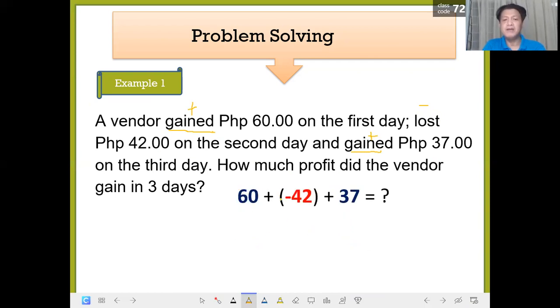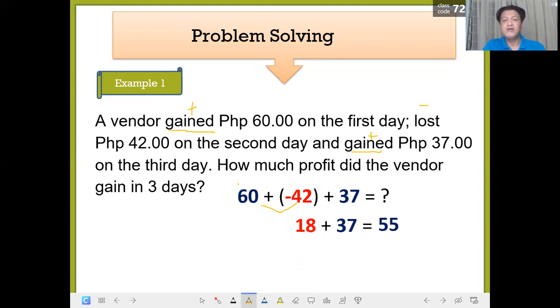We have 60 plus -42 plus 37 is equal to how many? First, let's add 60 plus -42. Remember, these are different signs, so we subtract: 60 minus 42 is 18, because the absolute value of 60 is greater, so copy its sign. And bring down 37. Since we are going to add 18 plus 37, they have the same sign, both positive. So what is 18 plus 37? That is equal to 55.